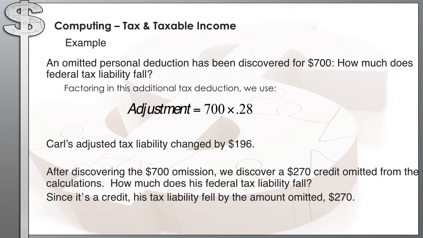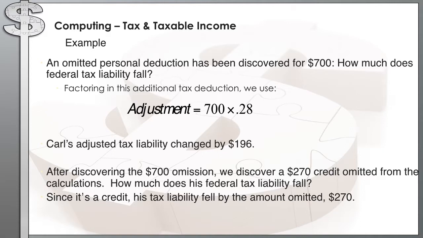Now our last example here says that an omission was found regarding his personal deduction in the amount of $700. Given that, we have to correct that. So how much does his tax liability fall? Well, that's simple enough, because what we're doing is saying that of that $111,500, we need to reduce his taxable amount by $700.